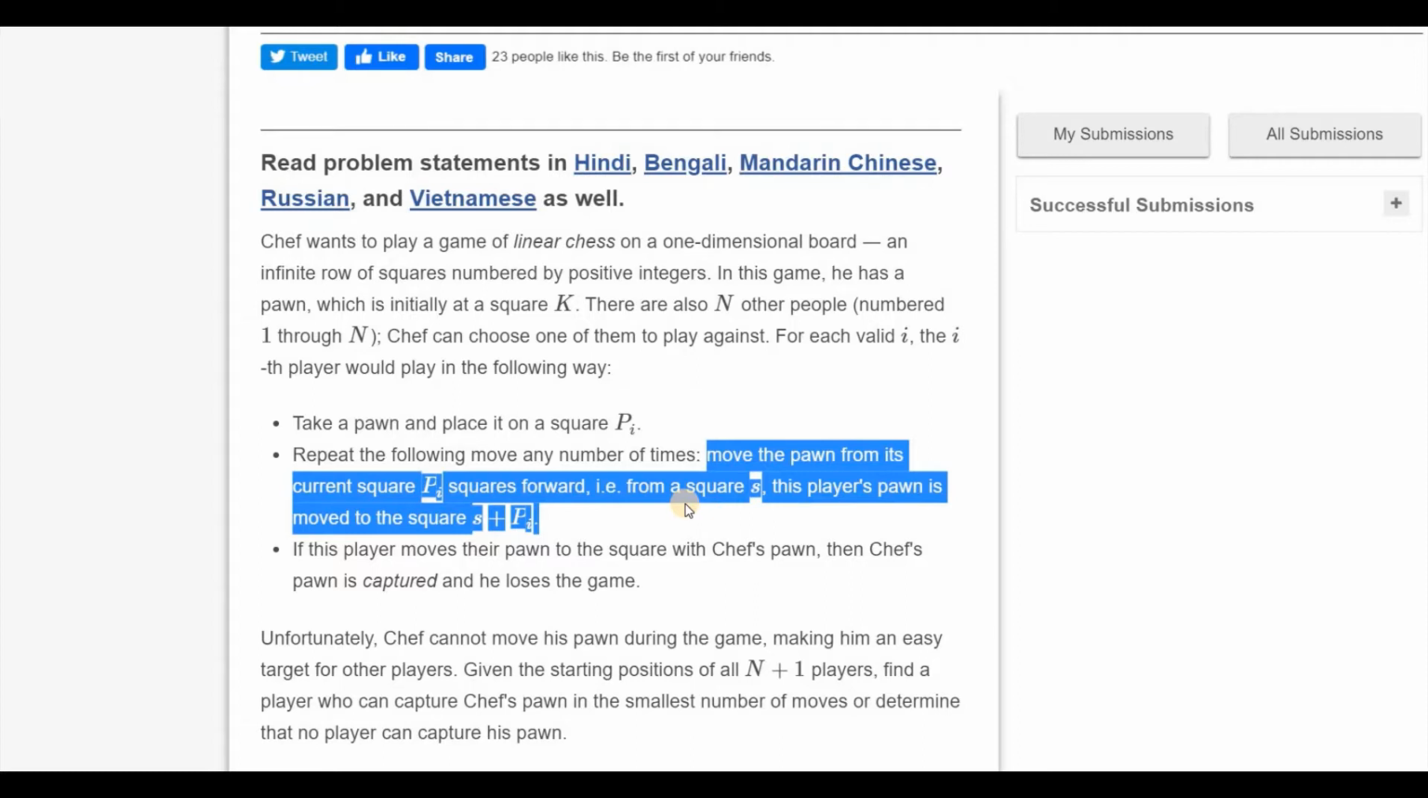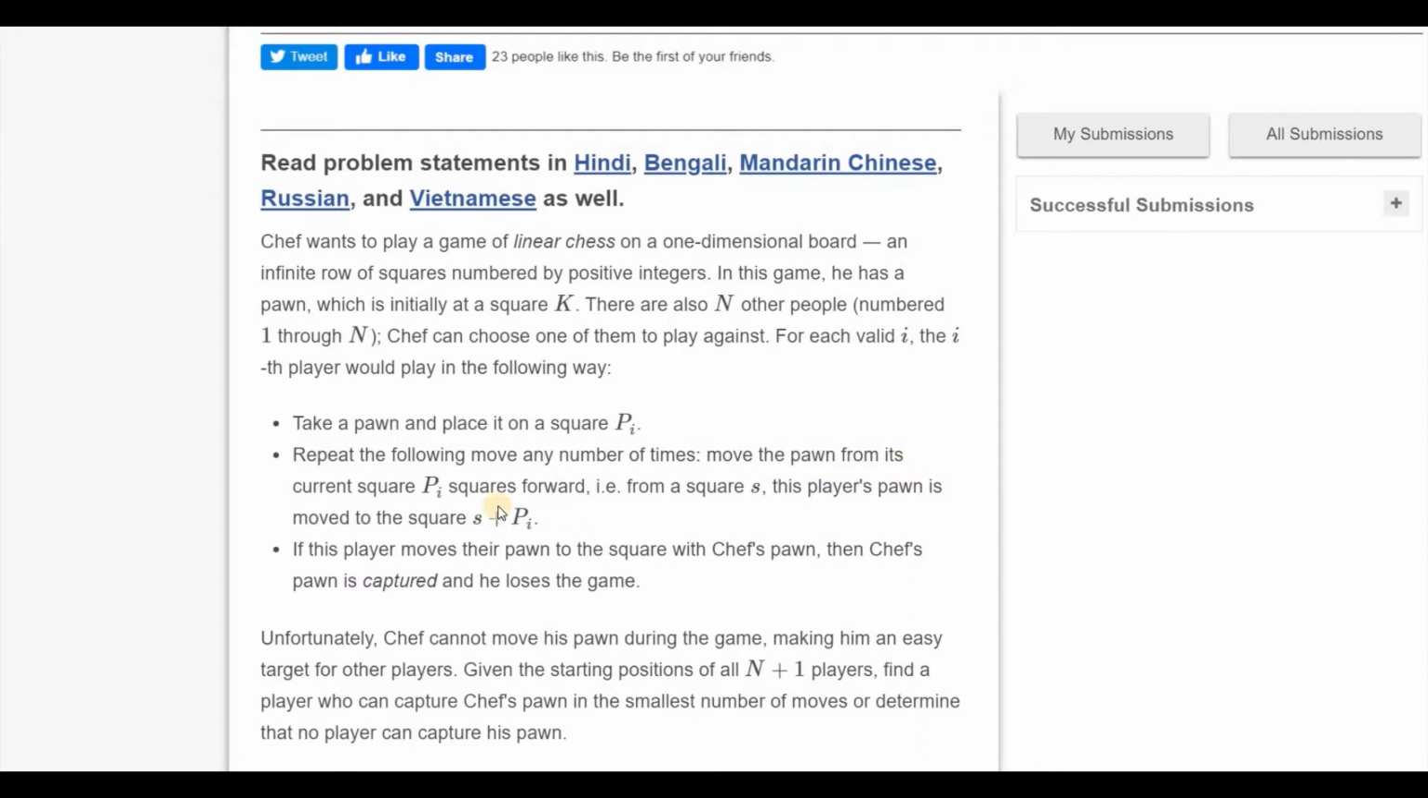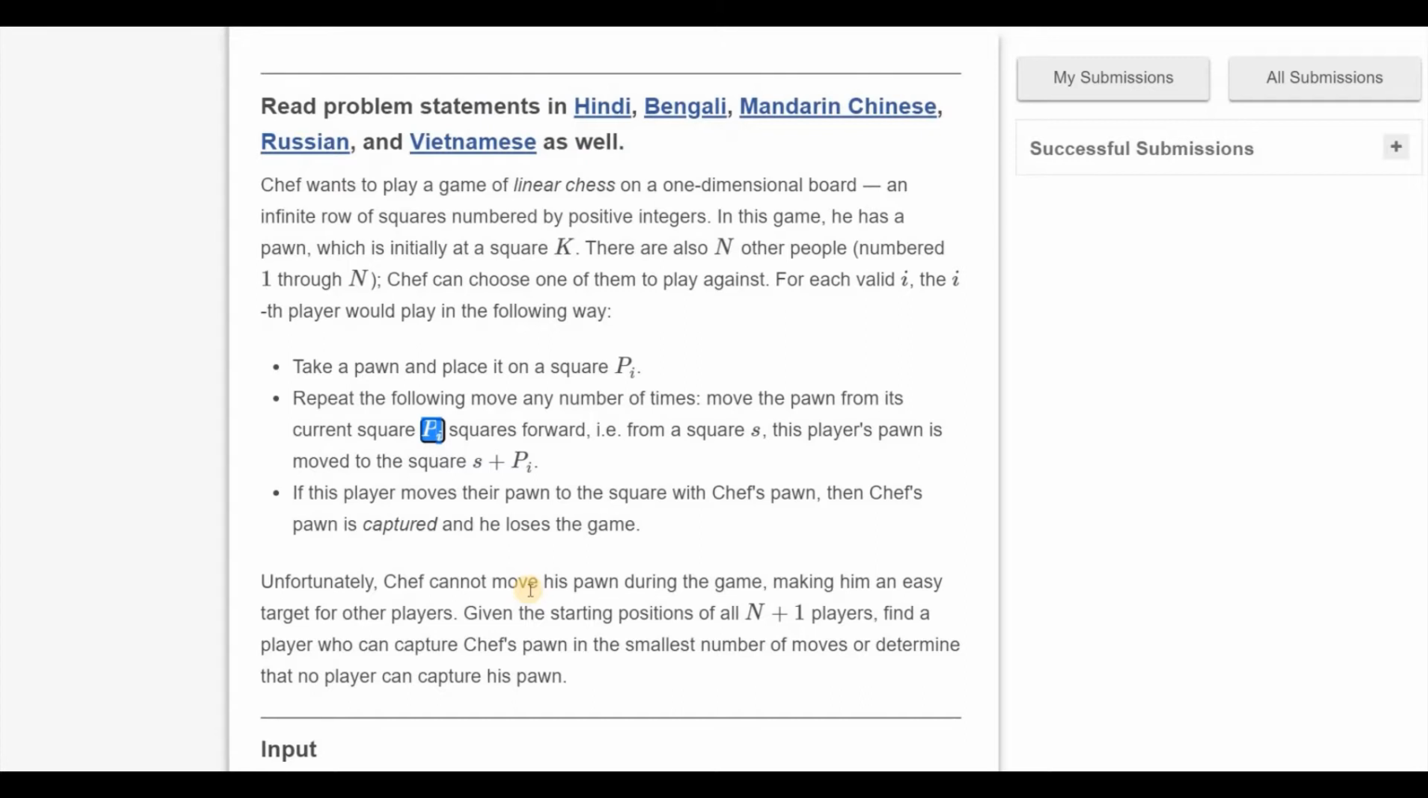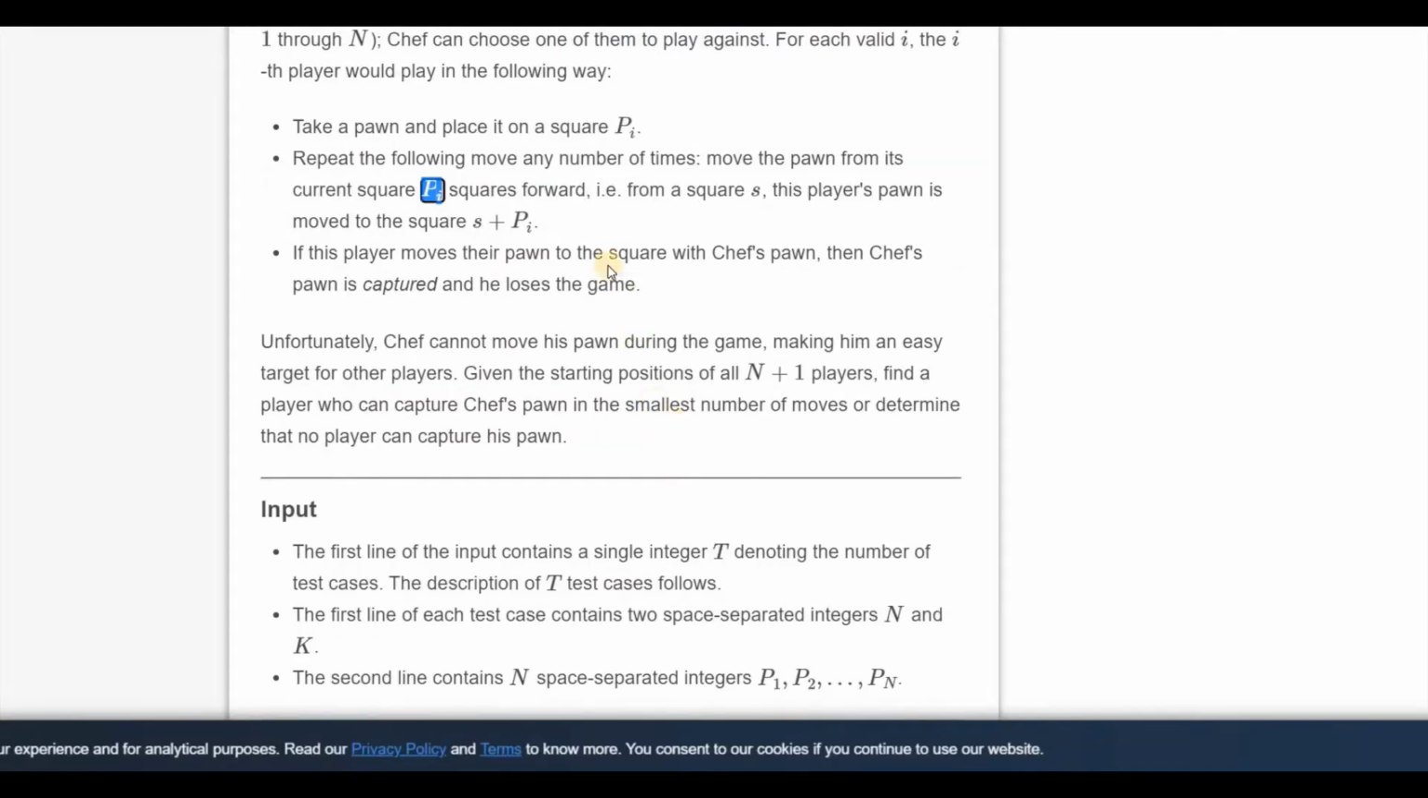So here they have given that a move is to move the pawn from its current square forwards by pi squares. That is, from a square s, which is the current position, this player's pawn is moved to the square s plus pi. So this is all about the question. And we need to find the starting square of the person that can beat chef's pawn in the minimum number of moves. If we can't find a solution, we have to output -1.